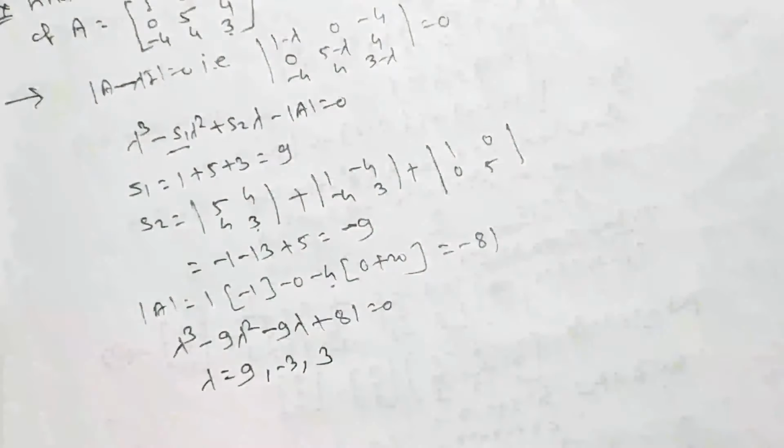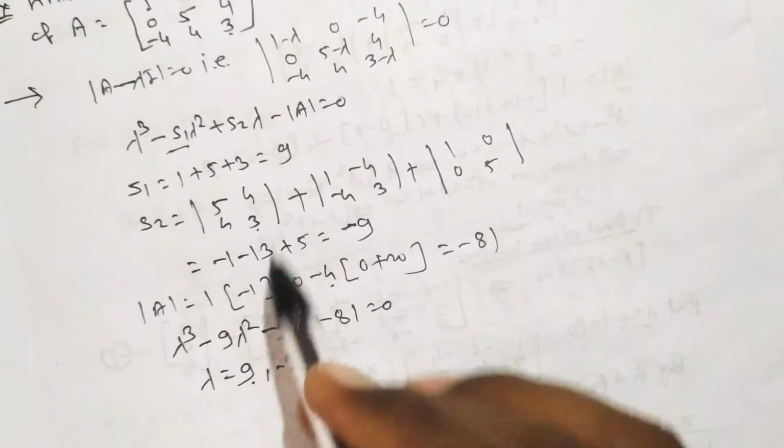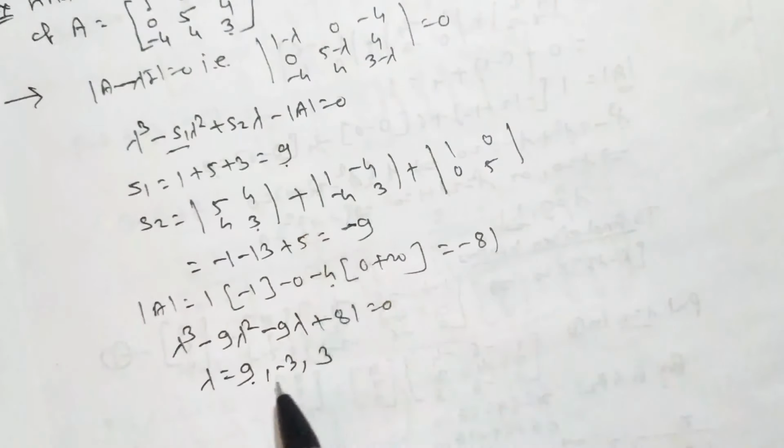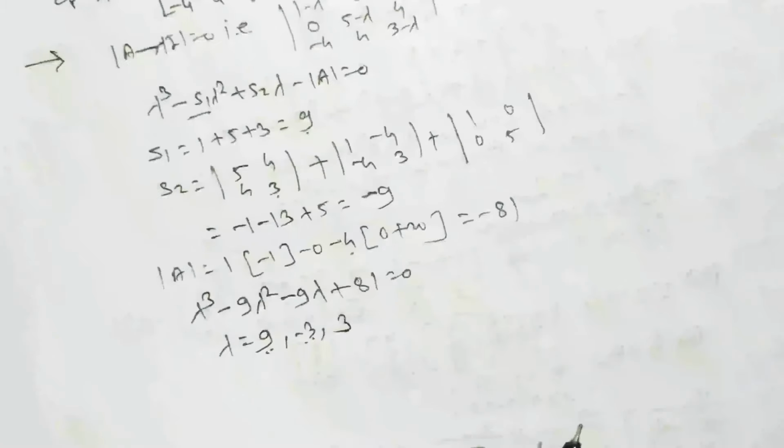Now we can check whether our eigenvalues are correct or wrong. Minus 3 plus 3 is 0, so with lambda equal to 9, the sum of eigenvalues is equal to 9. The product of eigenvalues is equal to the determinant of the matrix: 3 into 3 is 9, 9 into 9 is 81, and with the minus sign, minus 81. So our eigenvalues are correct.